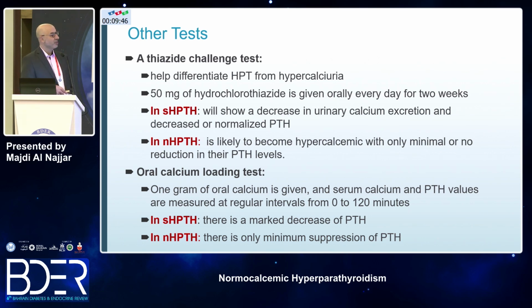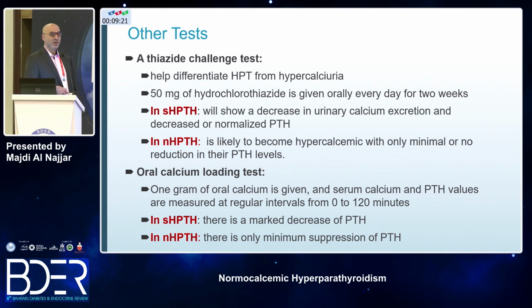Normally, if you have secondary hyperparathyroidism, your calcium will be normal, and PTH will normalize. And you see urine calcium is decreasing. In patients who have normocalcemic hyperparathyroidism, they will probably become hypercalcemic, and the PTH will not change. So this can help us differentiate whether the hypercalciuria is because of secondary or primary hyperparathyroidism.